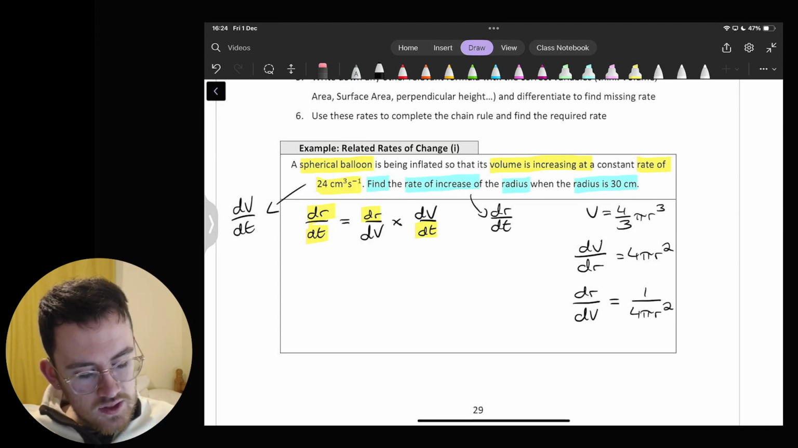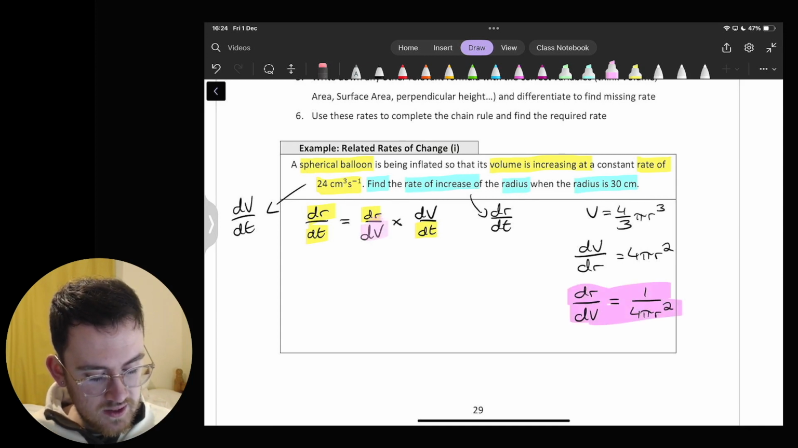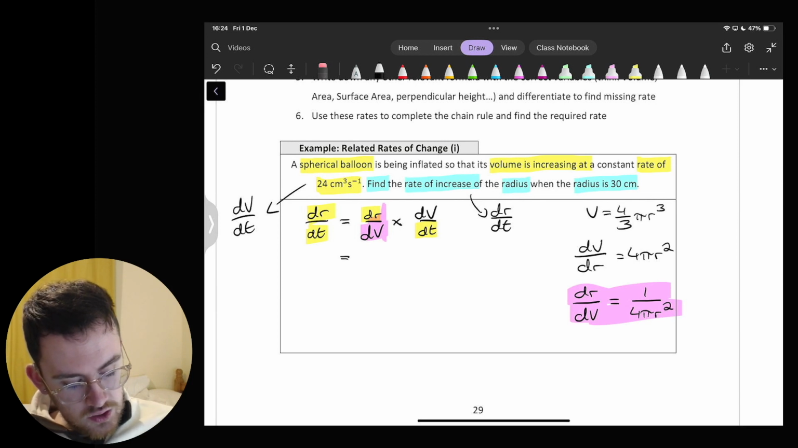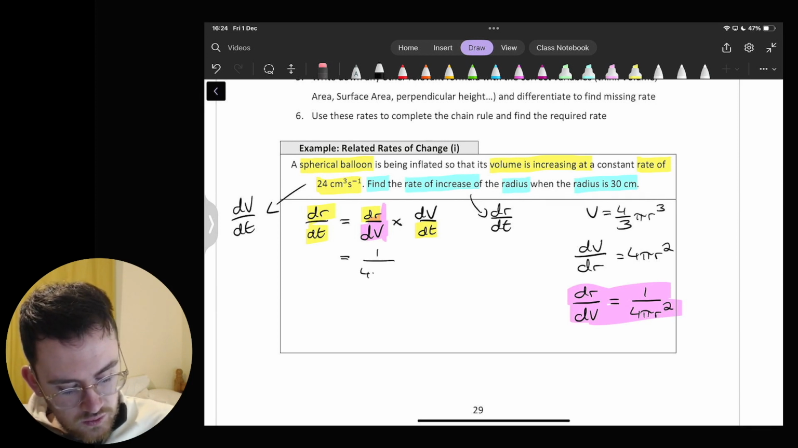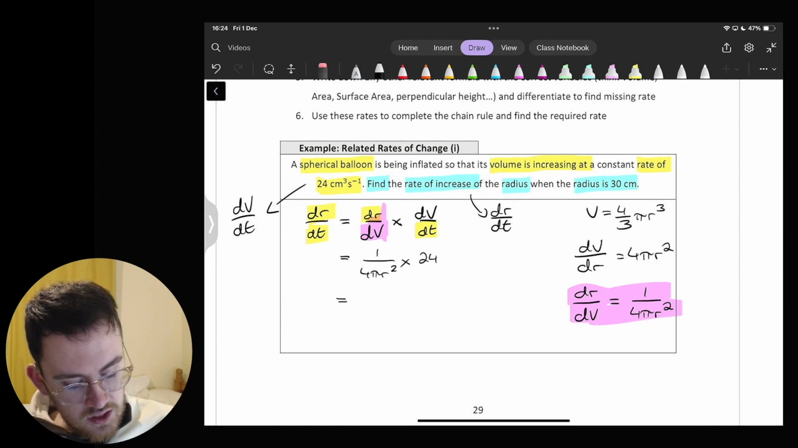So now we can use that in our question here. If this is my pink part, this is going to be this rate here, and I have my dV/dt from before. So dr/dV is 1 over 4 pi r squared, and I'm multiplying by dV/dt, which is given in the question as 24. So that's going to be 6 over pi r squared, and I was asked when the radius was 30 centimeters.